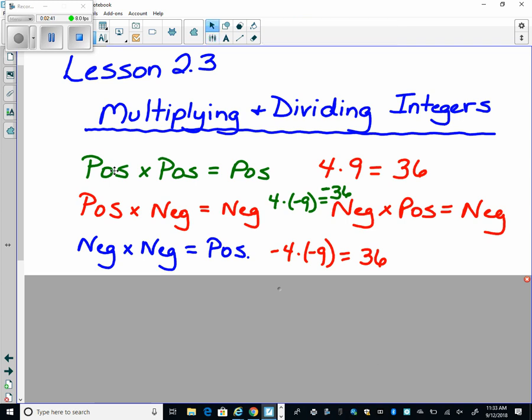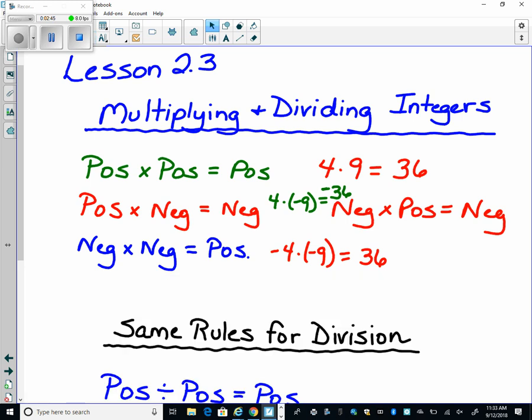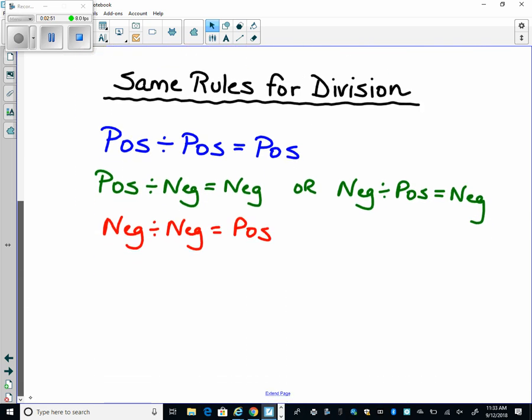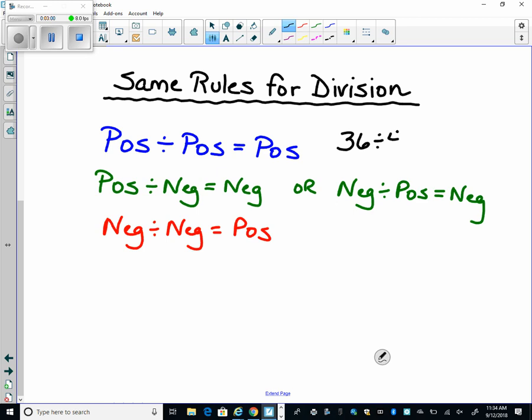Now underneath here, again, I said multiplication and division rules are the same, but I went ahead and wrote down the rules specifically for division in case you needed to look at those. So exactly the same thing. Let's say I had 36 divided by 4. That's going to give me an answer of 9. Everything is positive.